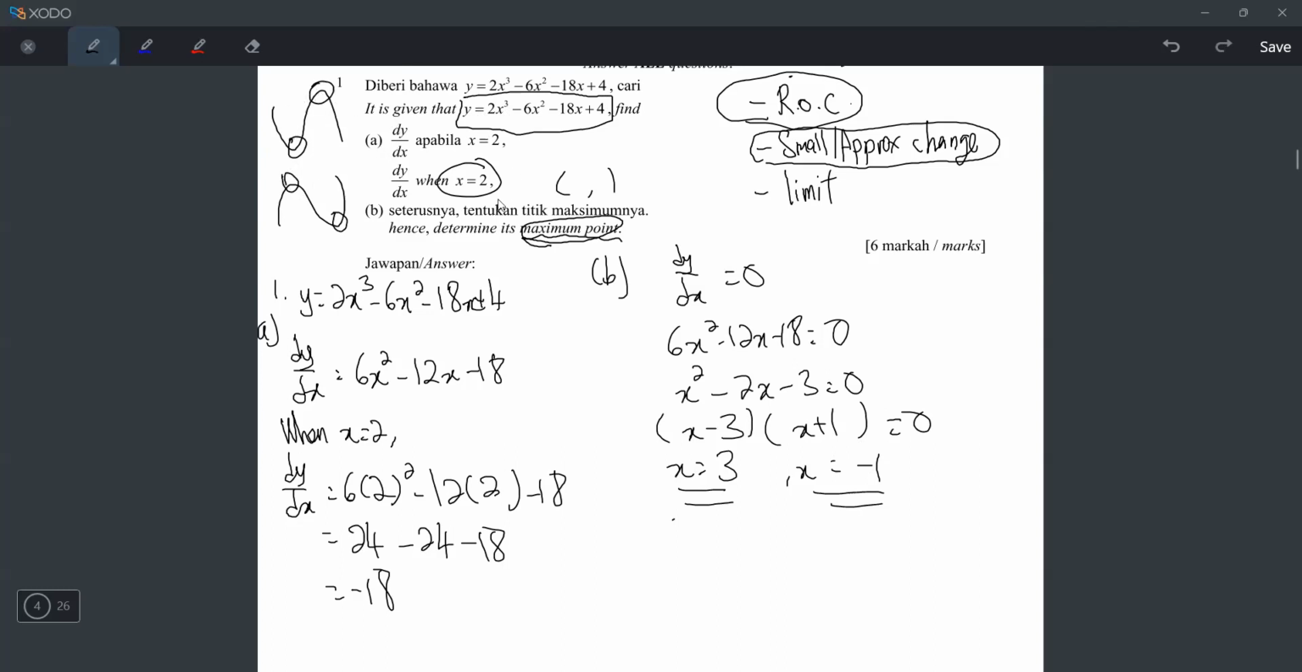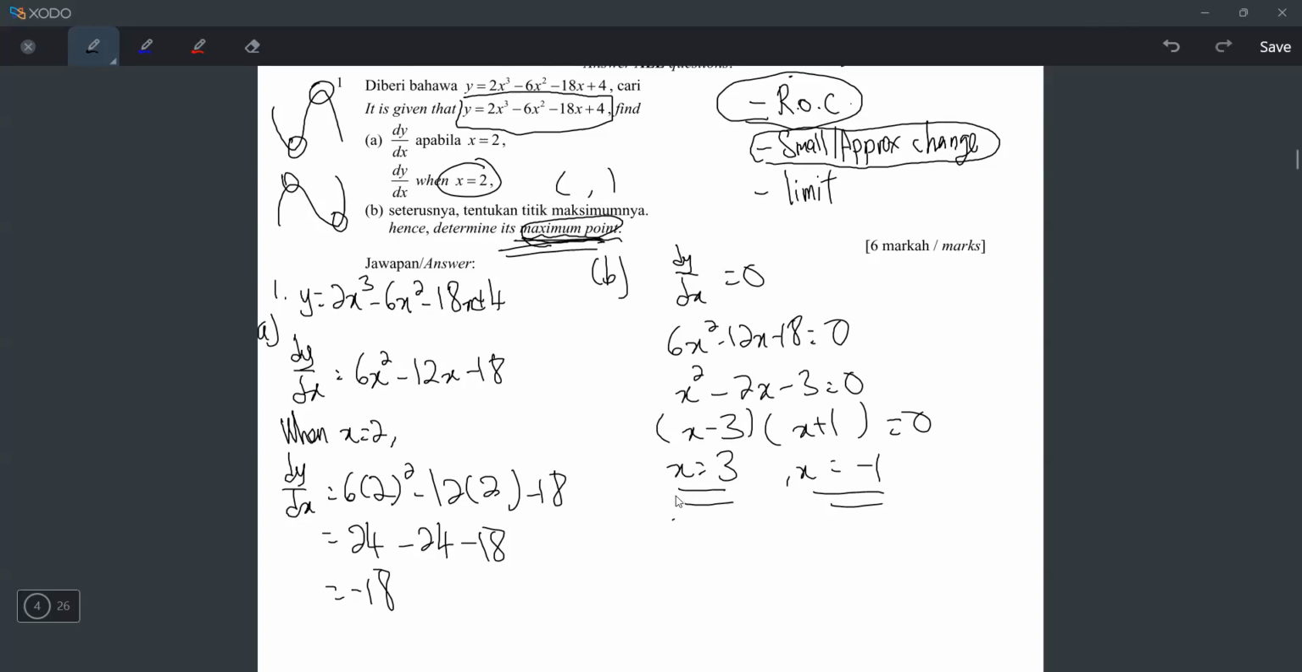The graph cannot have two minimum points. It's impossible to have two minimum points or two maximum points. It must be one minimum, one maximum, for a cubic, for an equation with power 3. That's why I got two answers. It means one of these is the x coordinate of the minimum point and another will be the x coordinate of the maximum point. And my job is to see which one is maximum because they want the maximum, not the minimum. So how can I know which one is maximum?